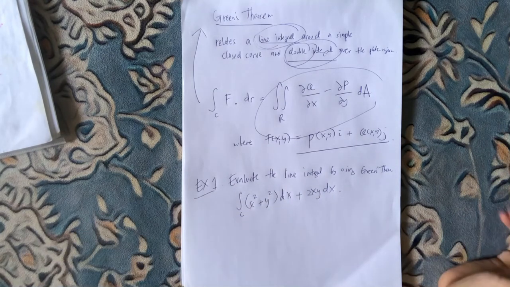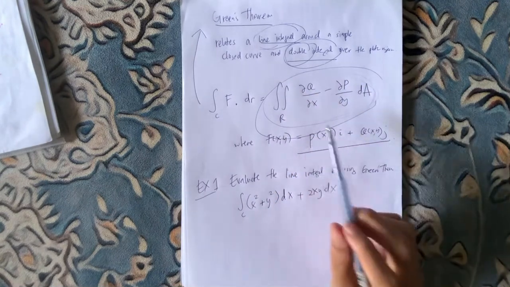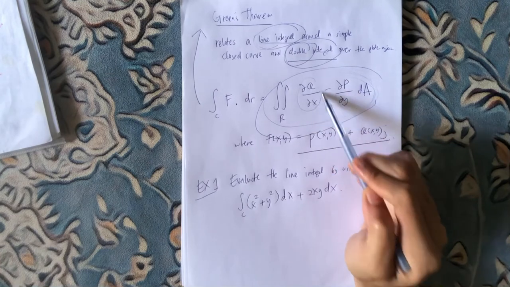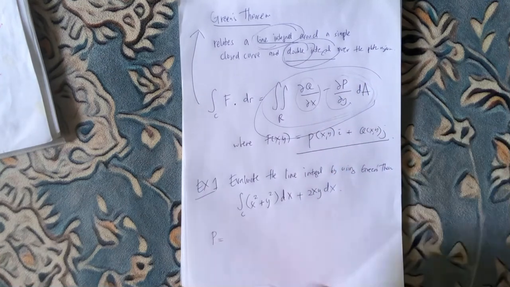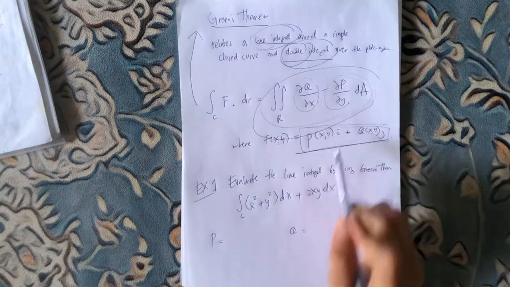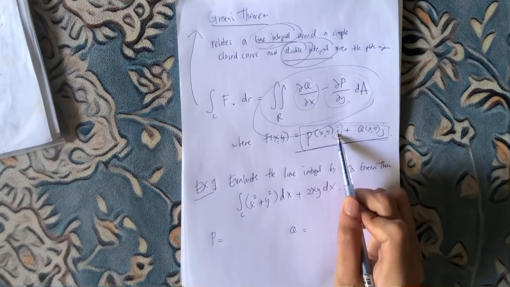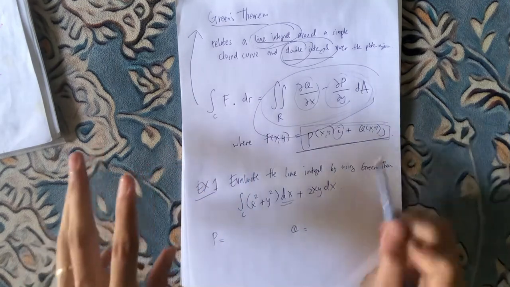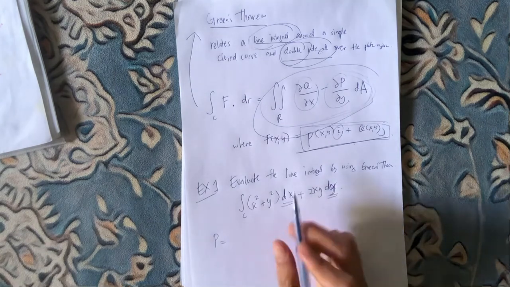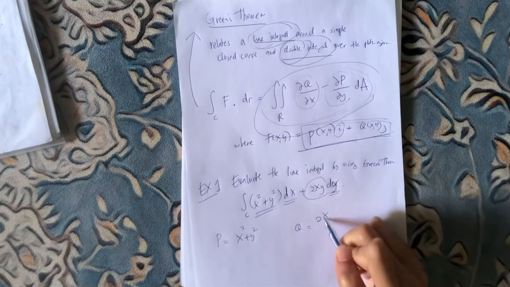So how to solve it? First of all, referring to this theorem or formula, you need to know what is your P and what is your Q, because from these you need to differentiate. P goes with i, which is dx, and Q goes with j, which is dy. So your P here is x squared plus y squared, and your Q is 2xy.